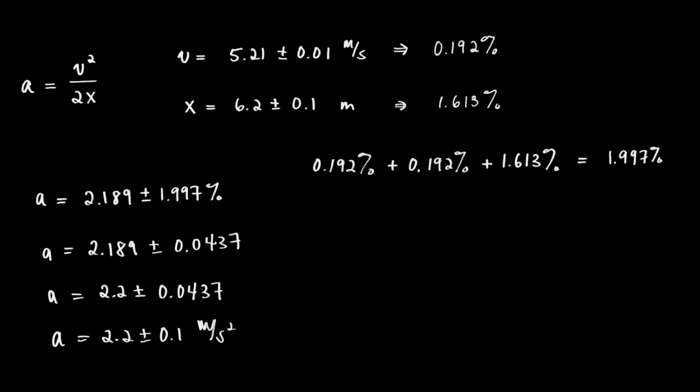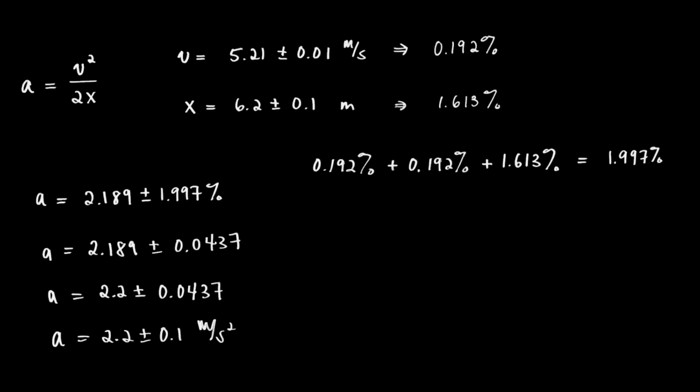Step 4 is to calculate the absolute uncertainty. I don't want the relative uncertainty for my answer. I want its absolute uncertainty. So the question becomes, what is 1.997% of 2.189? The way you calculate that is you take 1.997, divide it by 100, and then multiply it by 2.189. Did I write that right? Somebody confirm? Yes.